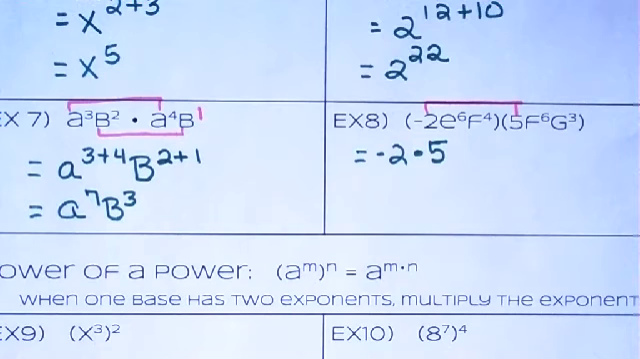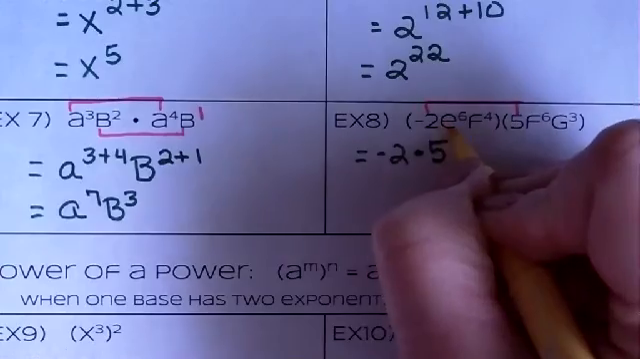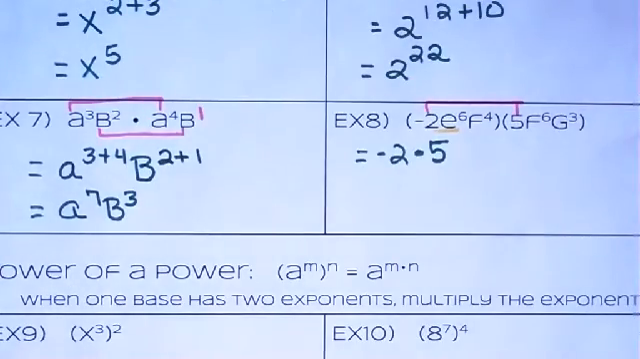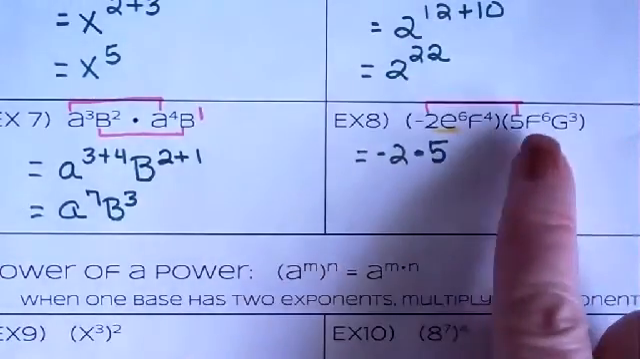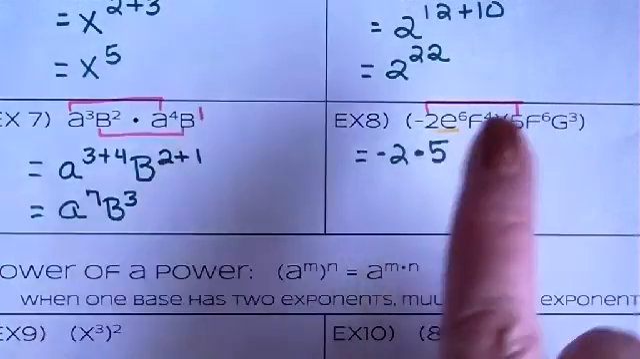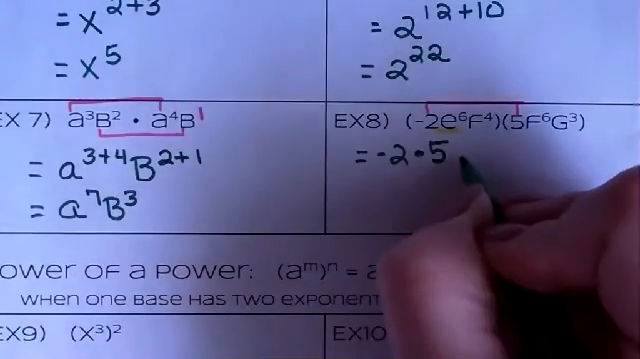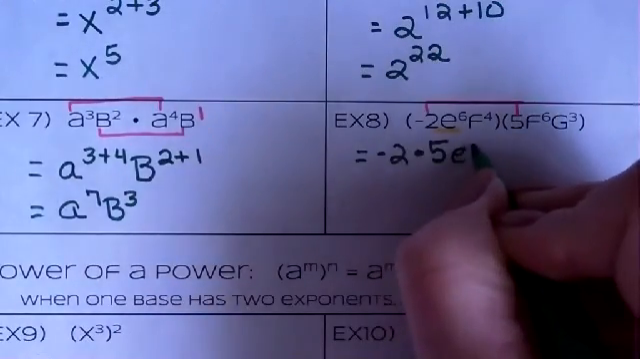Now we've got to look at the variables and think about the laws of exponents. The first one I see right here is the E. What I do notice about that E is there's not an E over here. That one E on the first term is all that I have. So all I'm going to do is bring it down and hold it. So E to the 6.